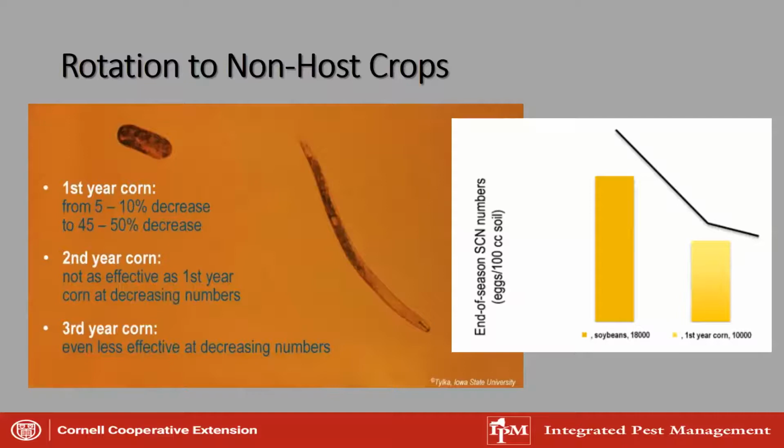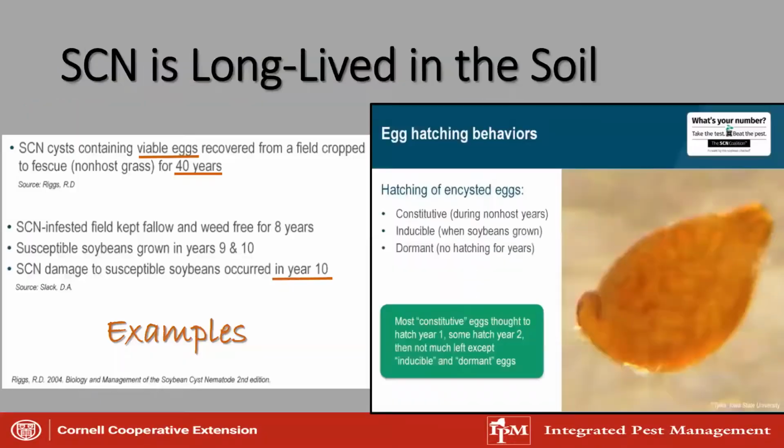In this example, they're saying that in the first year of rotation to corn, you can see up to a 50% decrease in the nematode population. Of course, the decrease is going to depend on the intensity of the nematode population to begin with. But what they're also finding is that subsequent years of rotation out of soybeans still have an effect on reducing the nematode populations, but it's never as dramatic as that very first year. So crop rotations are a really good tool.